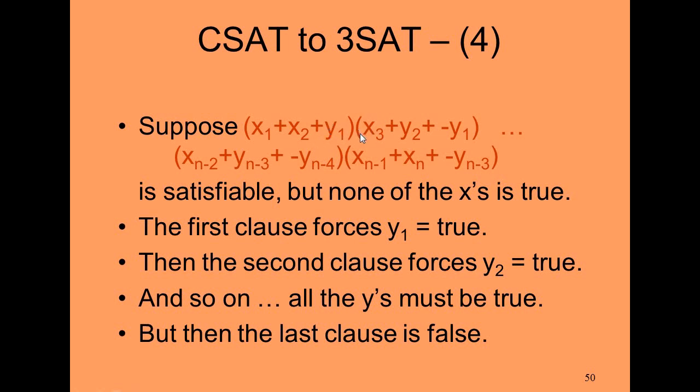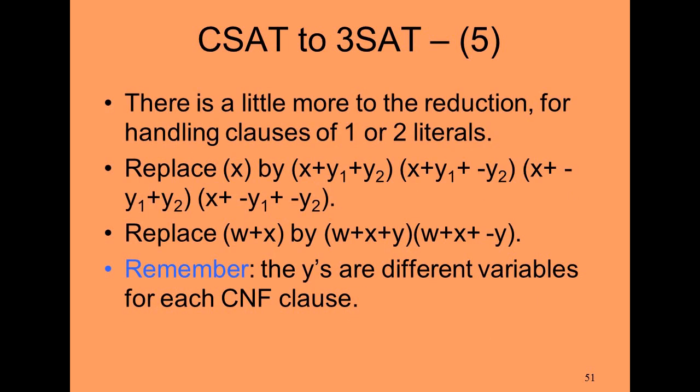Similarly, x3 is not true, and as we have assigned y1 true, in this clause minus y1 will become false. So now x3 and minus y1 are both false, so again we are forcing y2 to be true. And so on. If you keep on making all the y's true, you may reach satisfiability. But then the last clause is false.